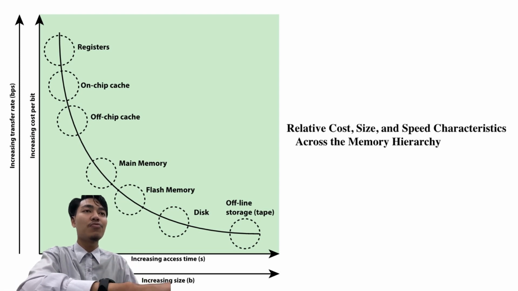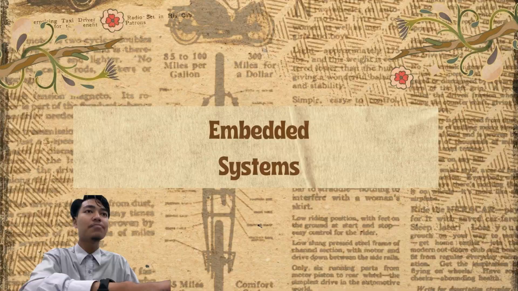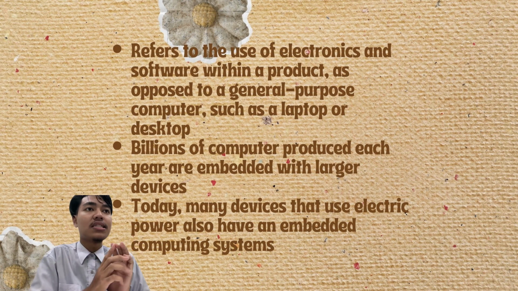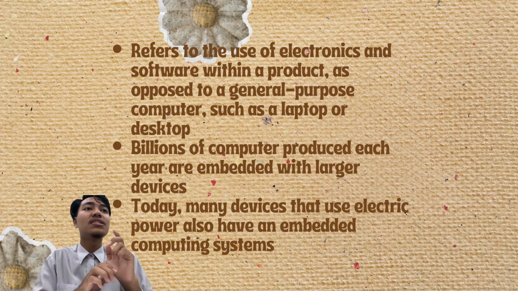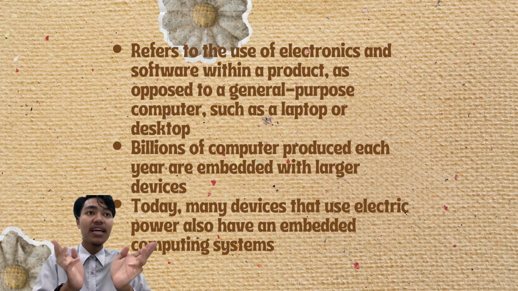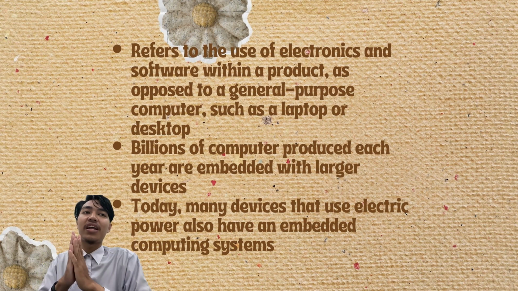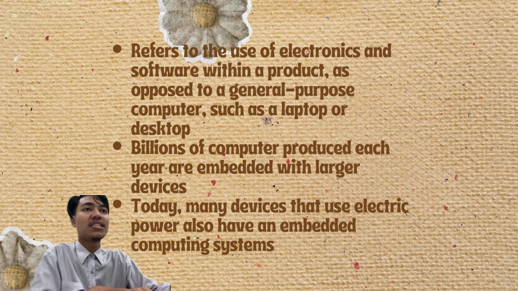So next I will talk about embedded system. Embedded system refers to the use of electronics and software within a product as opposed to a general purpose computer such as a laptop or desktop. Billions of computers produced each year are embedded within a larger device, and today many devices that use electric power also have embedded computing systems.